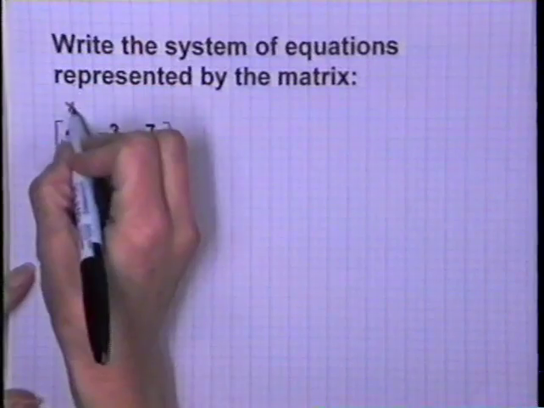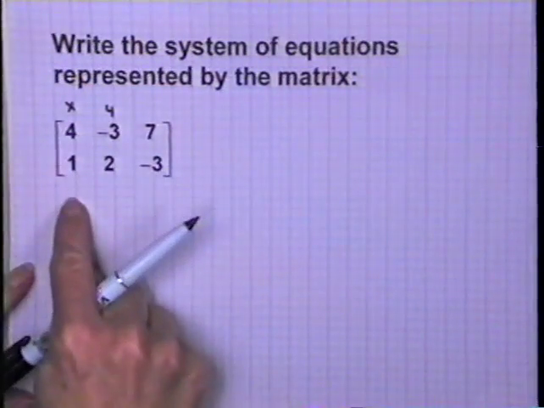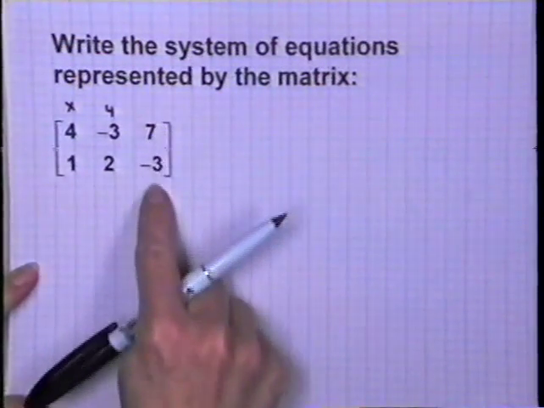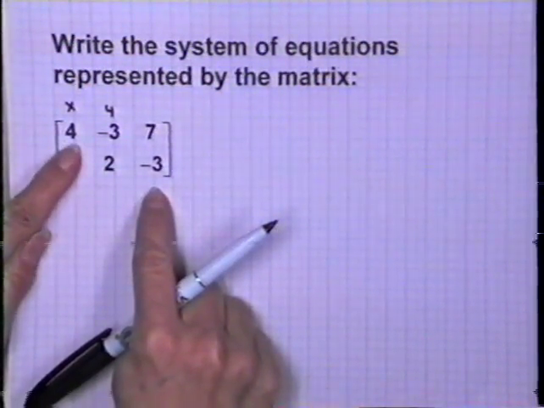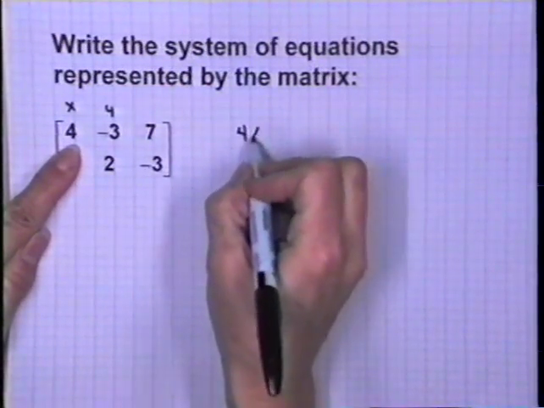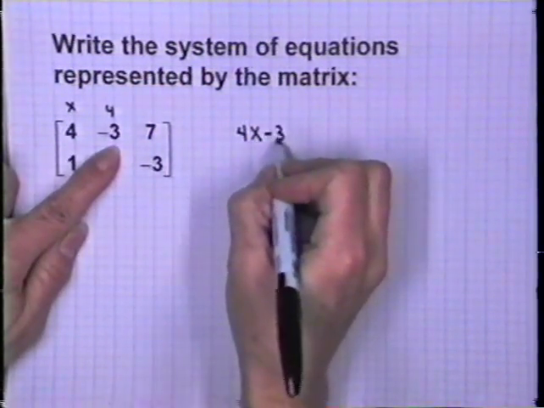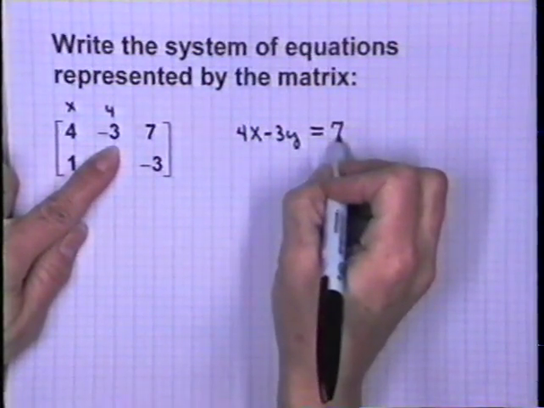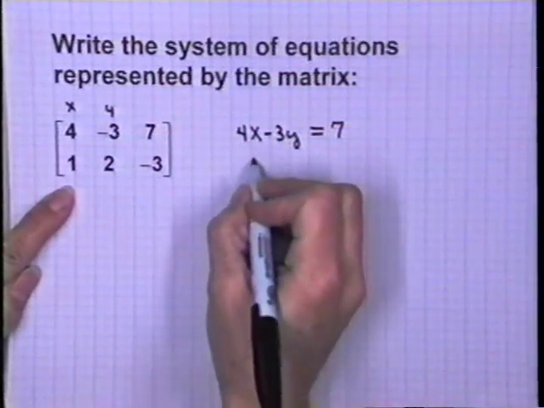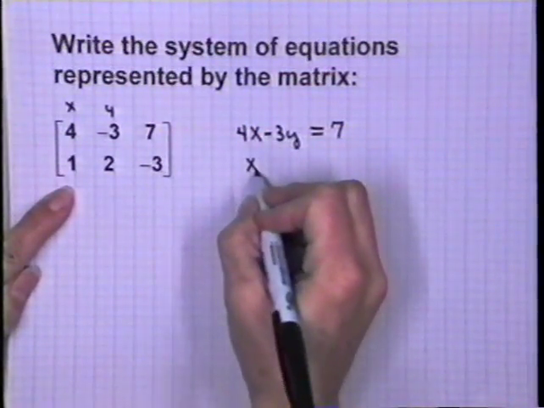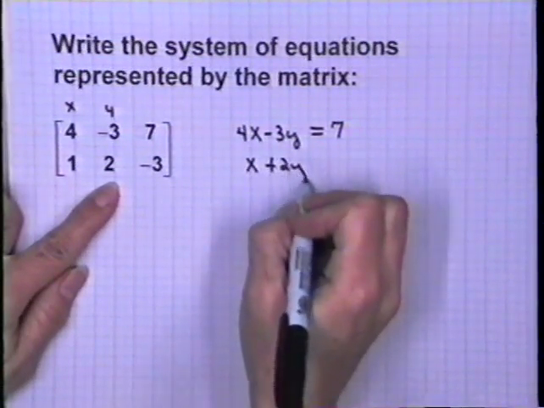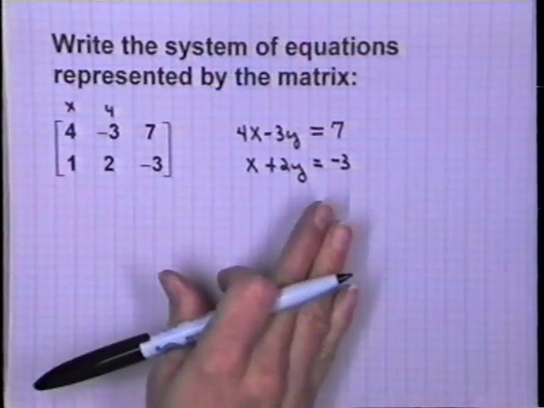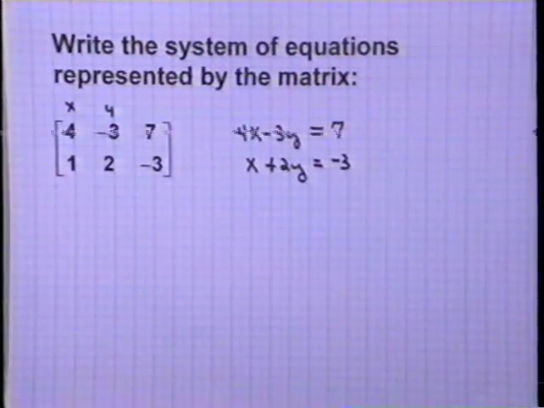So what I'm going to do is just make a note here that this first column is going to be the variable x, the second column is going to be the variable y, and then these will be my constants. So my first equation would be 4 times the variable x minus 3 times the variable y, and then equals the constant 7. My second equation would be 1 times x, of course we usually just write x for that, plus 2 times y equals negative 3. So this is the system of equations from this augmented matrix.